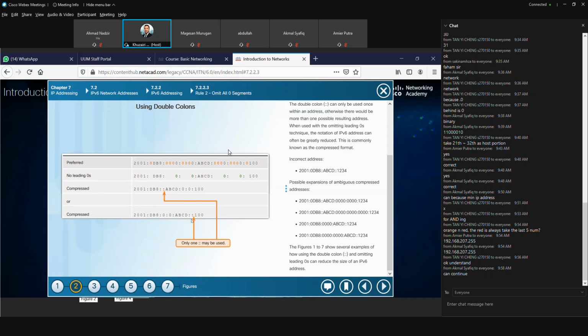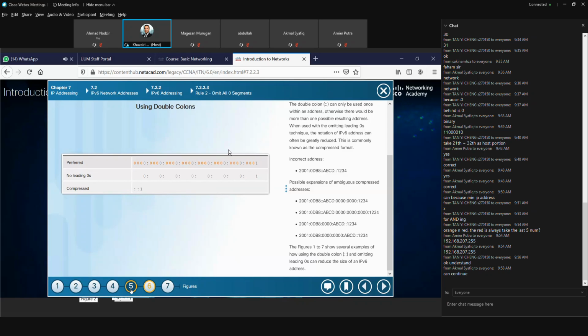For example, like this one, the double colon you can only use once. You can use either this or this one, only one can be used. This one you read by yourself, I don't need to explain, it's self-explanatory. If you don't understand, just ask me. It can go up to this simple form, just put colons. So this is how you can write IP version 6.